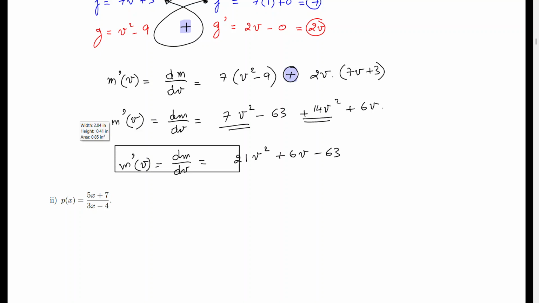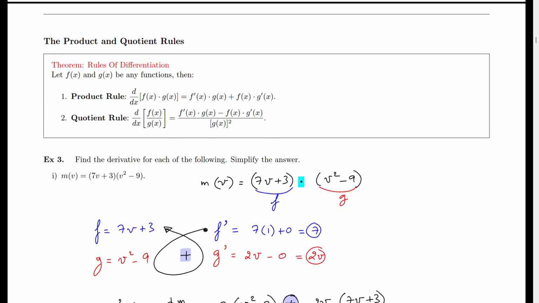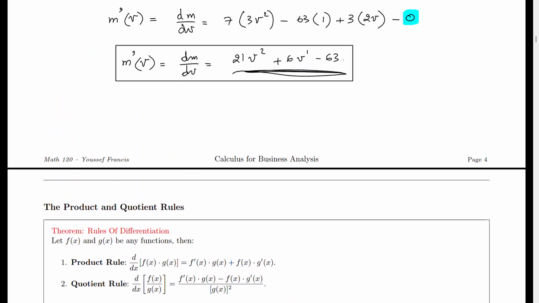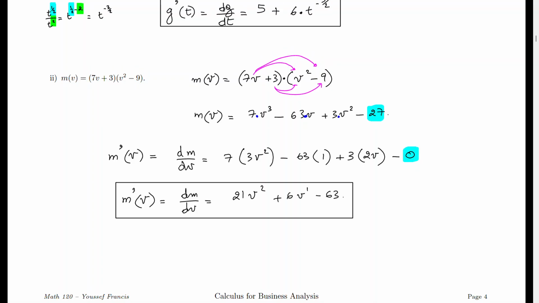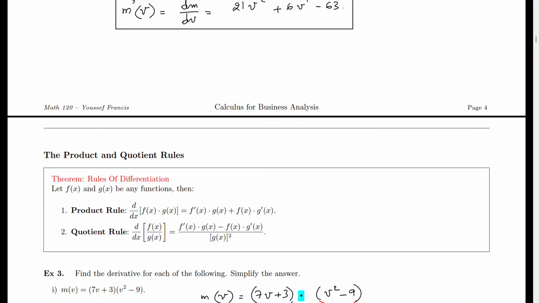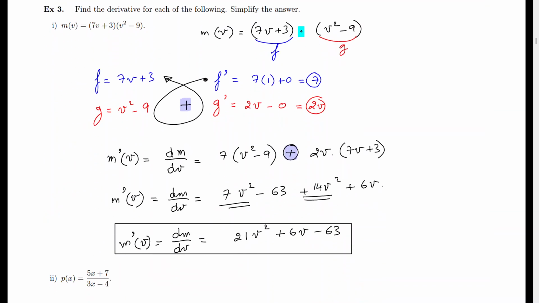So let's just compare this answer to the one we had on the previous page. So we have 21v squared plus 6v minus 63, and we have the same solution over here. Obviously, it's the same problem. Regardless of how you find the derivative, you should get the same answer for the derivative. The difference between this page and that one is I FOILed first and differentiated, whereas on the previous page, I differentiated first, then I FOILed.